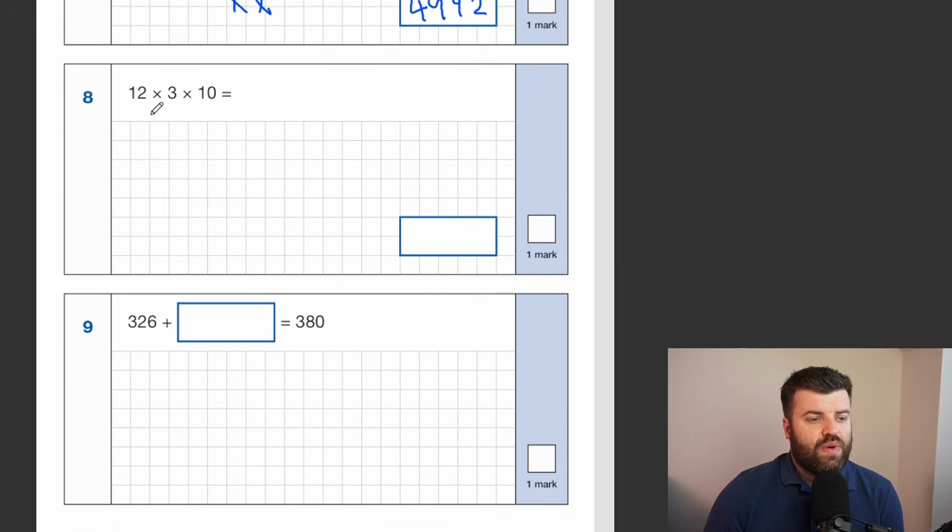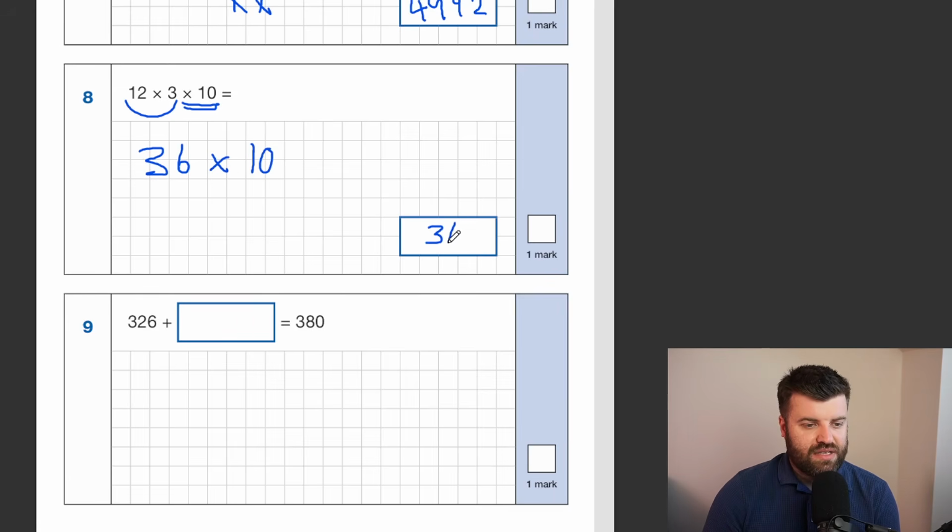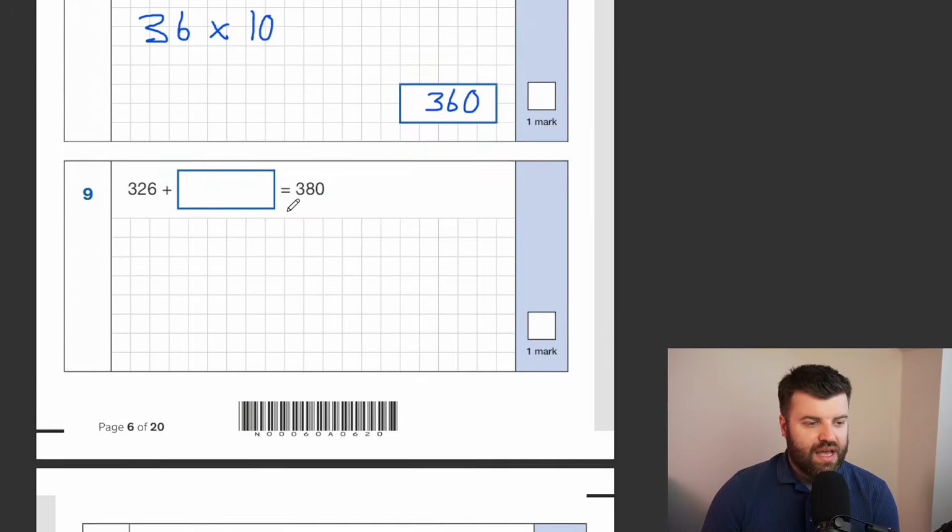Question 8, 12 multiplied by 3 multiplied by 10. Well, I'm definitely leaving multiply by 10 until the end because it's the easiest number to multiply by. So let's do 12 times 3. Again, that's times table knowledge. We get 36. And then to multiply by 10, I make this number 10 times bigger. I put a placeholder at the end, and I get the answer 360. Question 9.